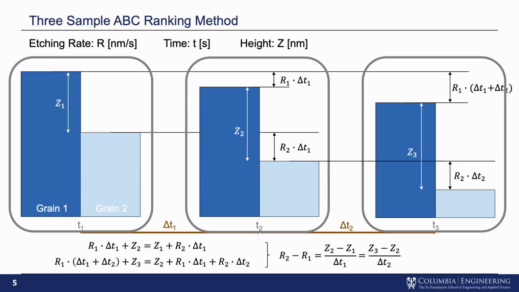Initially, this approach appears self-consistent and seems to provide a way to rank grain orientations by their etching rates. However, as I will show in the next slides, this method breaks down experimentally, mainly due to sample-to-sample variations, and the fact that relative height does not uniquely represent identical crystallography orientations across different samples.